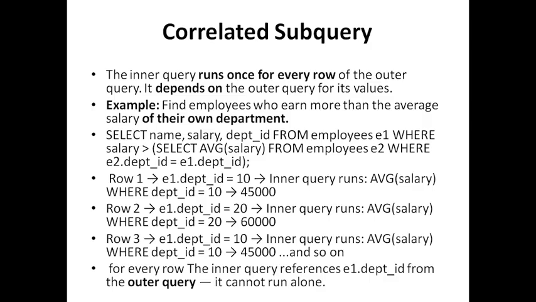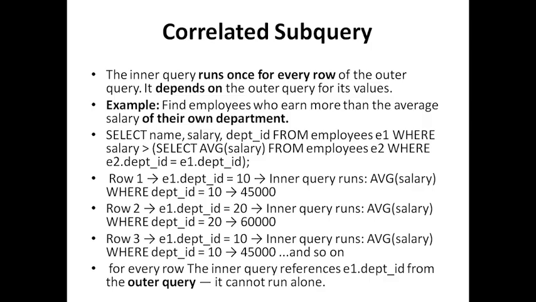In row 2 the department ID is 20. So the inner query runs and finds the average salary of department ID 20. Assume department ID 20 has the average salary of 60,000. In row 3 again the department ID is 10. So the average salary of department ID 10 is 45,000.